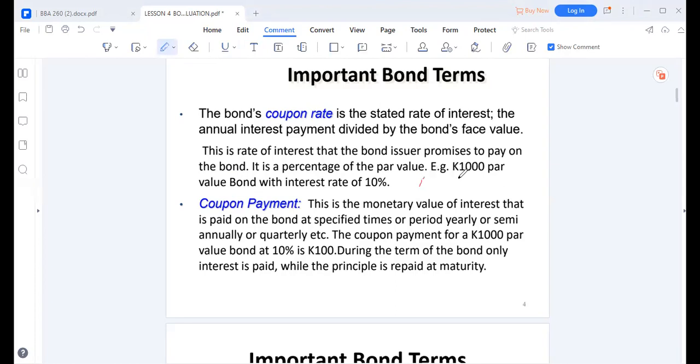So if, for instance, the bond was issued at par value 1,000 kwacha at 10%, small i is 10%. Now the value of this is capital I. It is called the coupon payment. 10% of 1,000 becomes 100 kwacha. So our capital I is a coupon payment. It's simply given by small i times the maturity value. So 10% of the 1,000 gives us our coupon payment, which is capital I.